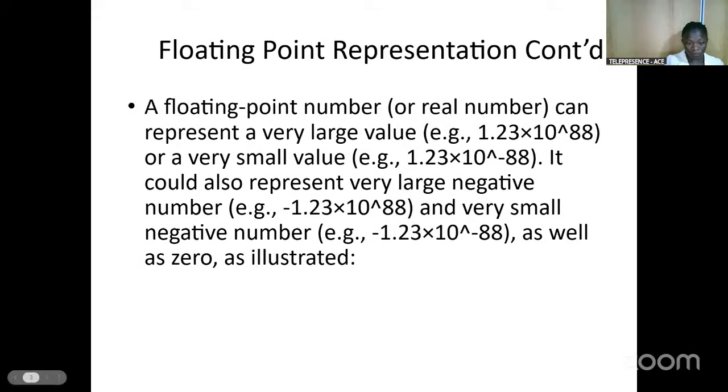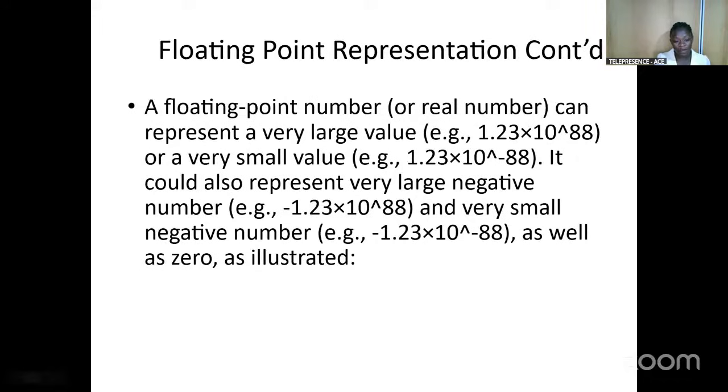For a floating point number, or real number, just as I've said, it's just like a real number. When you have decimal point numbers, the real part of it can represent a very large value, as I've said. Like when we have 1.23 times 10 raised to the power of 88. This is 10 multiplied by itself 88 times, and multiplying it with 1.23, it will be a very large number.